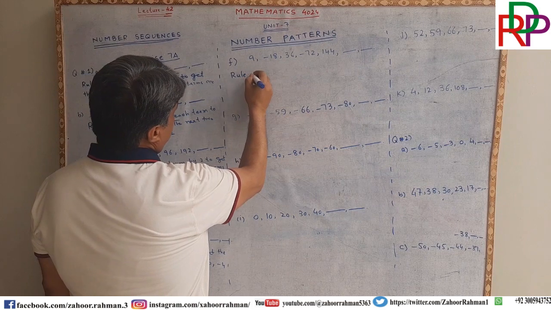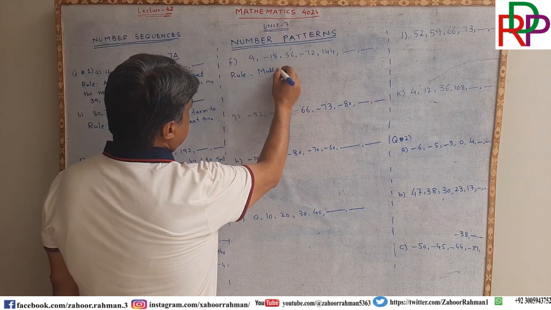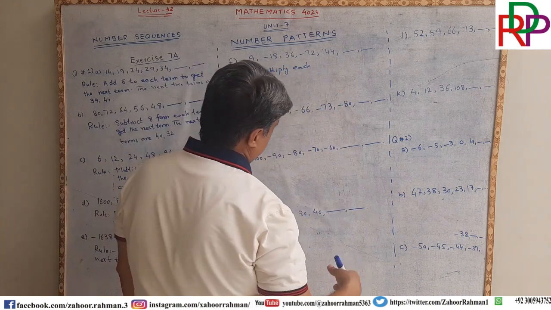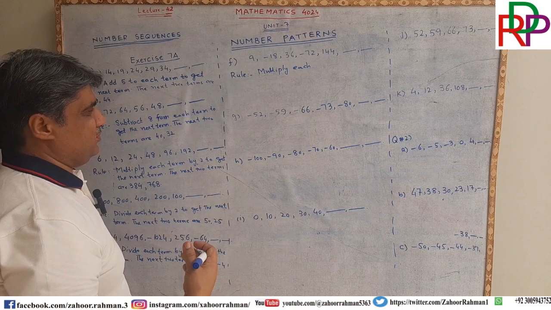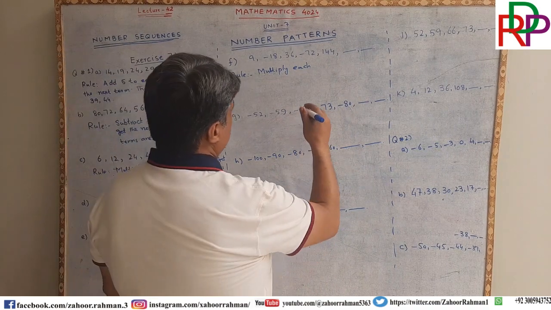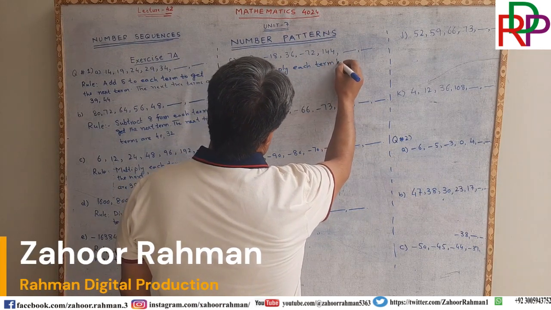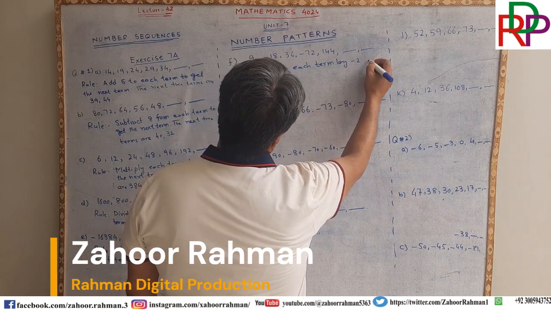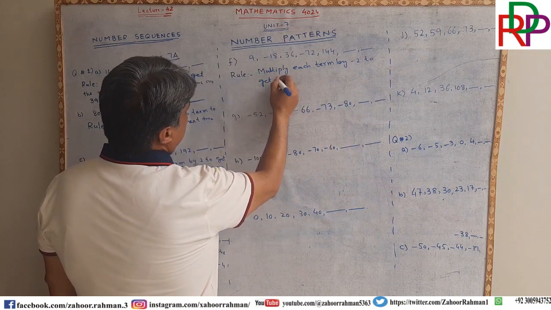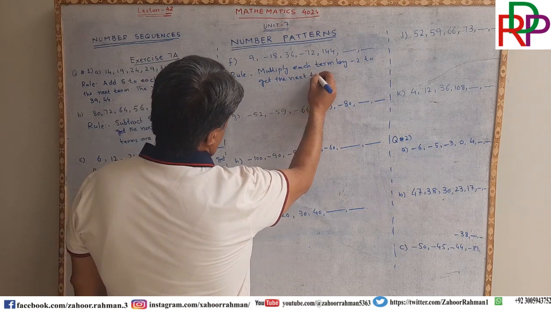The rule is: multiply each term by minus 2 to get the next term. You have to write it, ladies and gentlemen, and I am writing it again and again to make your notes. Keep it with yourself.